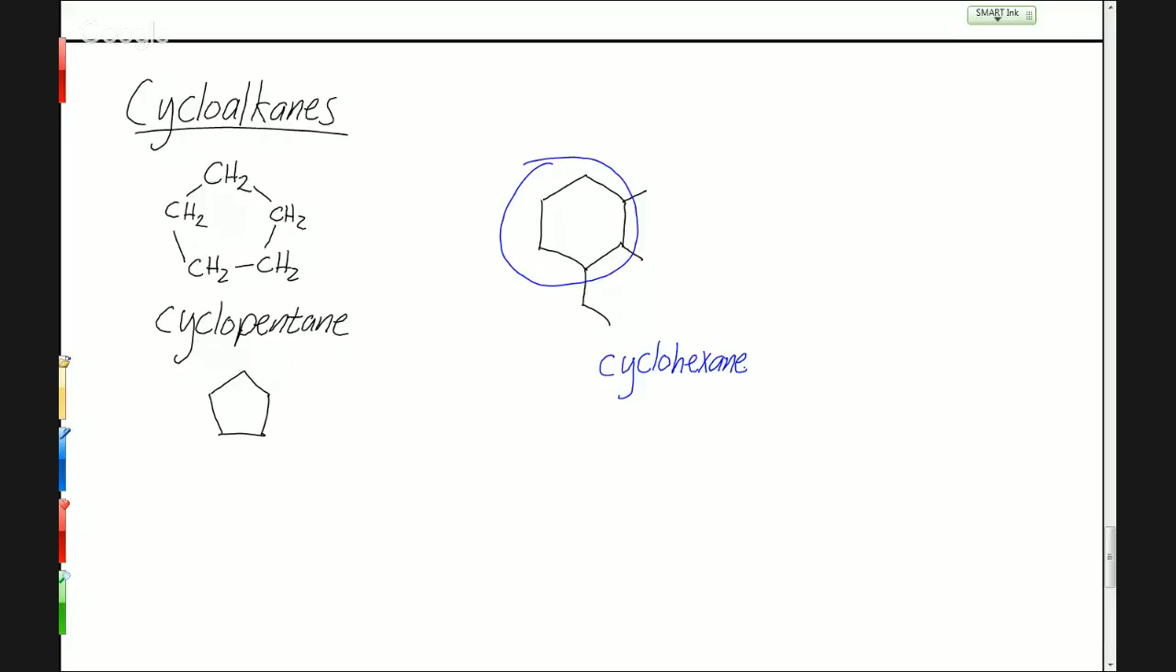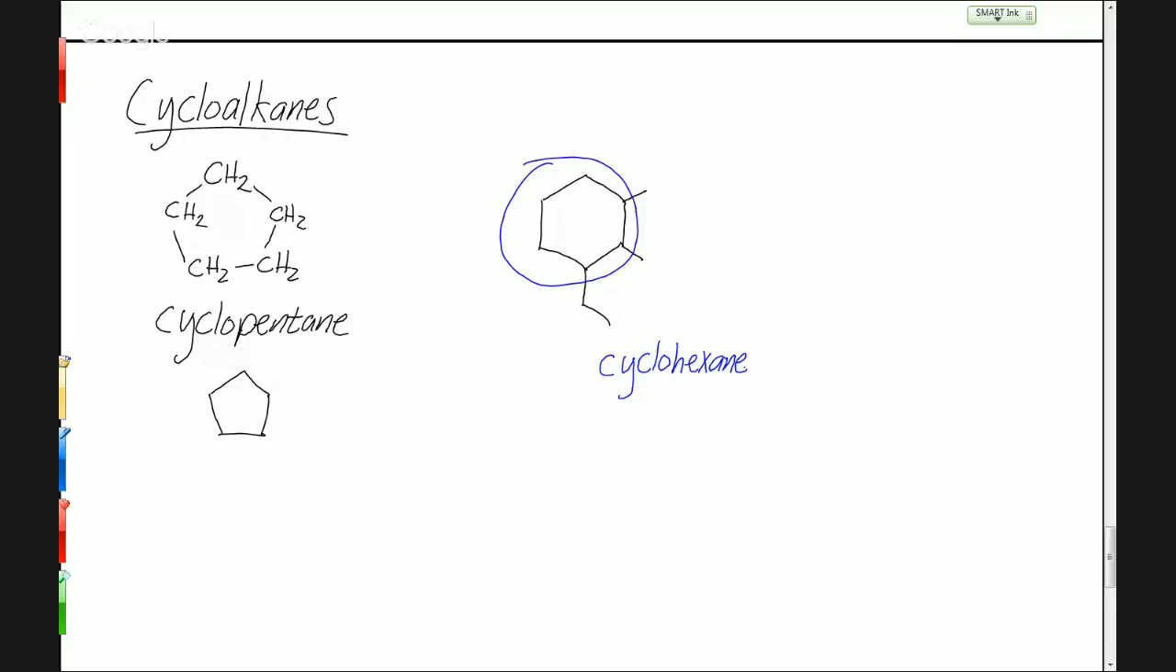And when we number this one, we have to number it in such a way so that the substituents have the lowest possible numbers, which means we're going to start at one of them and go around from there. We have to go around one way or the other. It doesn't matter which way, but we can't skip from carbon to carbon. It has to count 6 around.